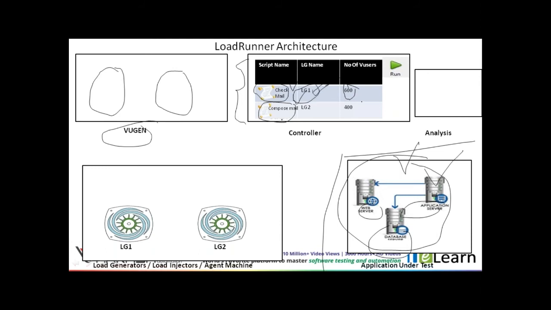For compose mail, let's say you wanted to run with 400, you plug in that number and you tell the controller where these 400 are coming from. These 400 are coming from LG2. Once this whole scenario is ready, you click on the run button. As soon as you click run, the checkmail script will be downloaded onto the LG1 machine. The compose mail script will be downloaded onto the LG2 machine.